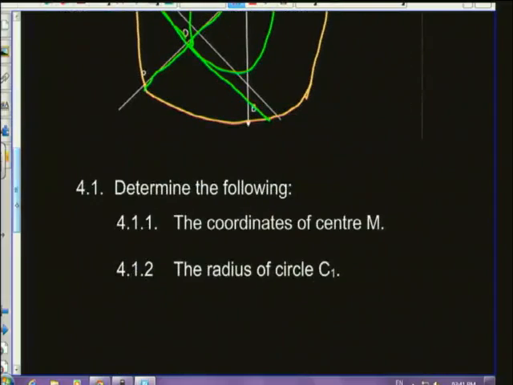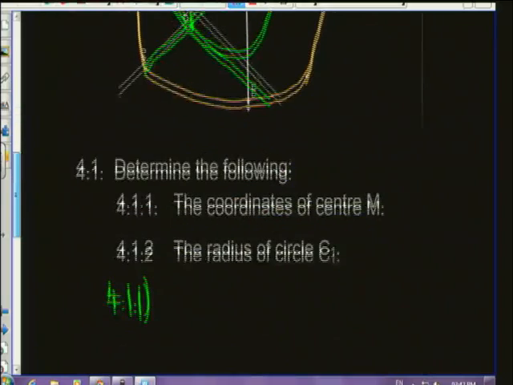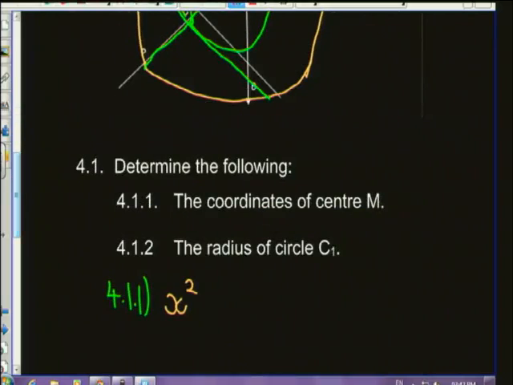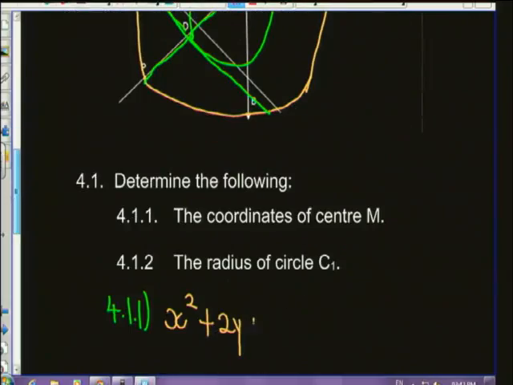Right, so to answer 4.1.1, okay, let's use a different color. We know that the equation is x squared plus 2x plus y squared plus 6y plus 2, and that is equal to 0.